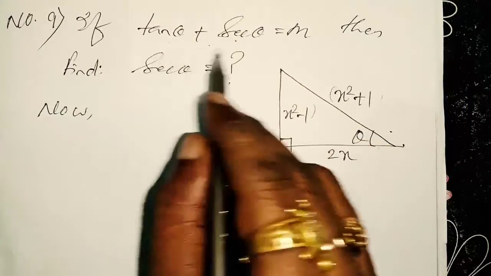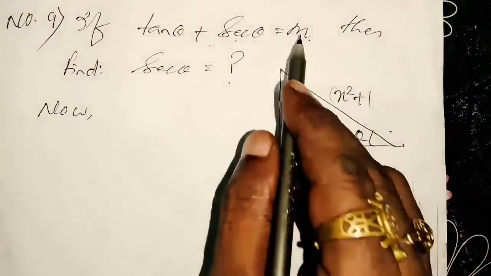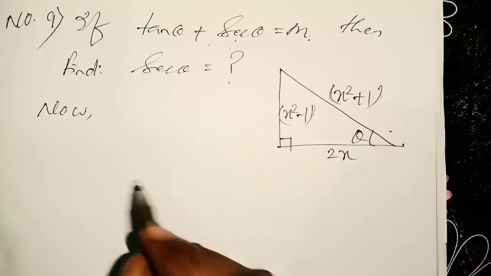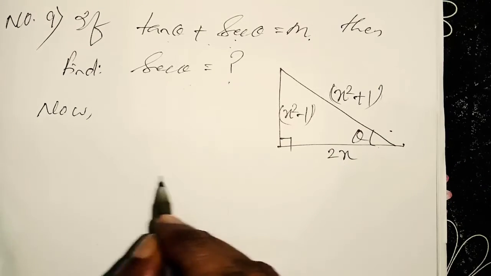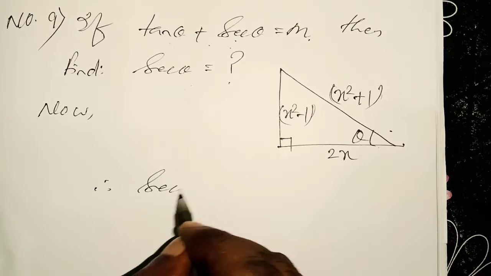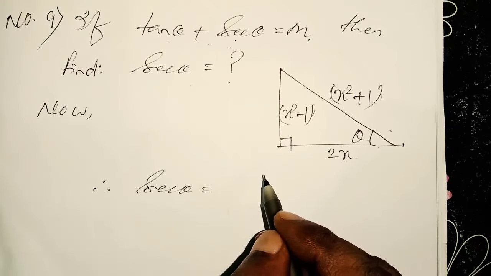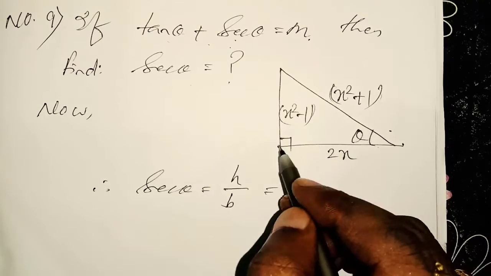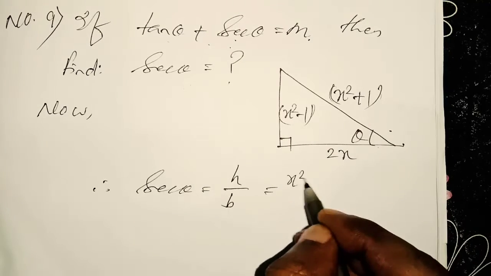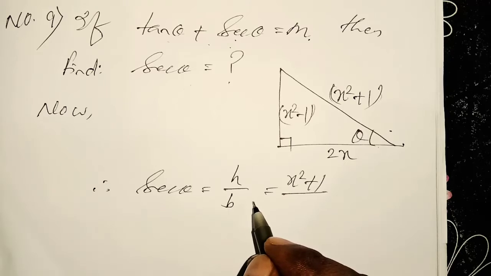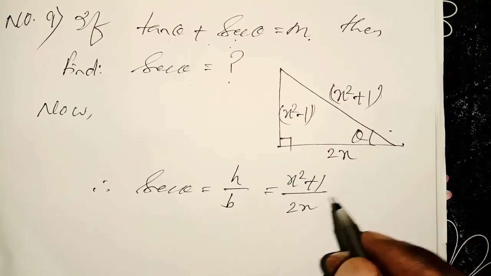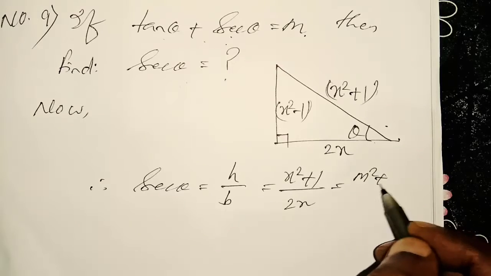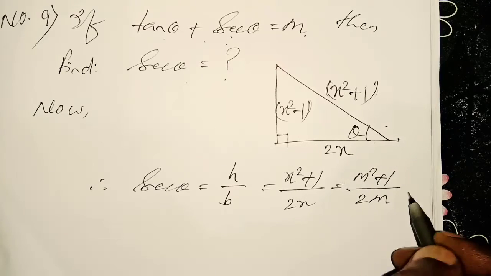If tan theta plus sec theta is equal to m, then m is equivalent to x. Then what is the sec theta formula? Cos theta formula is b by h, so sec theta will be h by b. Here h means hypotenuse, the side opposite the 90 degree angle, that is x square plus 1, and b means base, that is 2x, and here x is m, as given. So the answer will be m square plus 1 by 2m. This is the answer.